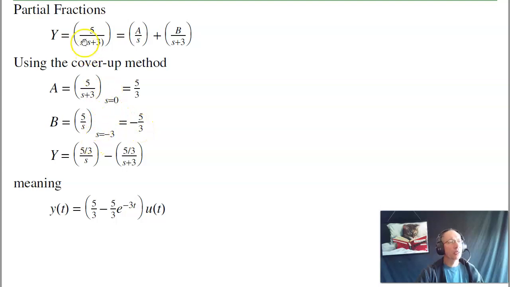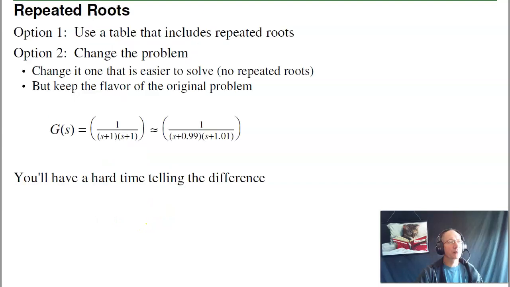So y of s is also equal to 5/3 over s minus 5/3 over s plus 3. This is in my table. This becomes 5/3 times 1 minus 5/3 e to the minus 3t, for time positive. If you have repeated roots, there are tables for repeated roots: if you have 1 root, 2 roots, 3 roots, and so on.